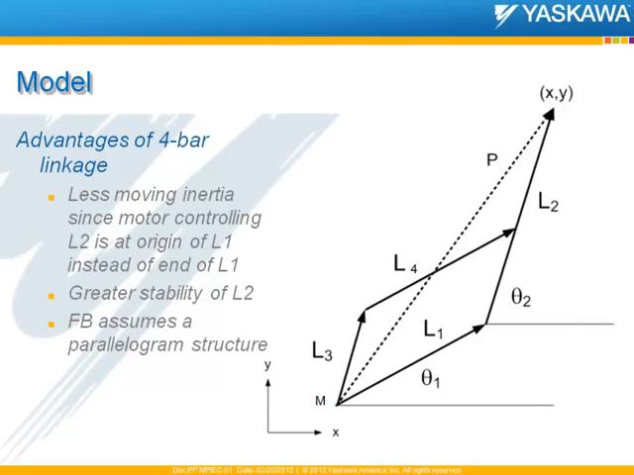But the function block does assume a parallelogram structure. So while it's possible to have other mechanisms that could have a different junction point along L2, you can get different mechanical advantages, either maybe a resolution advantage or a speed advantage. Right now, this first 4-bar control system assumes that L4 equals L1 and that L3 is parallel to L2.